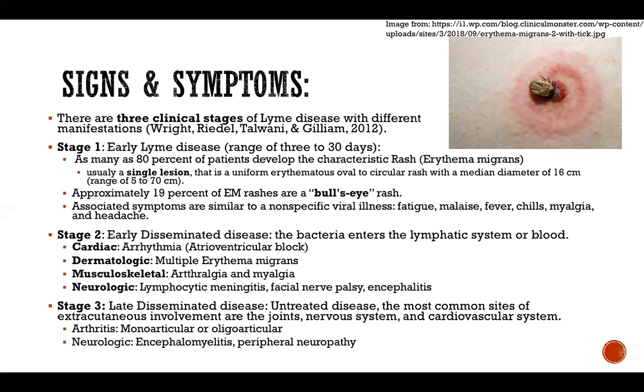In stage number 3, we have late disseminated disease, and this typically happens in untreated patients. The most common site is arthritis, which is a monoarticular or oligoarticular arthritis, either in one joint or multiple joints. And we also have neurological symptoms like encephalomyelitis and peripheral neuropathy.